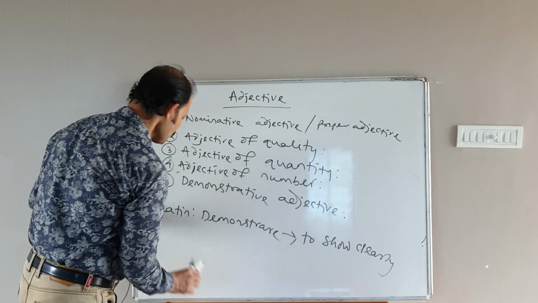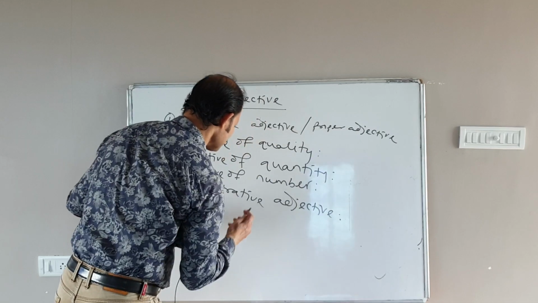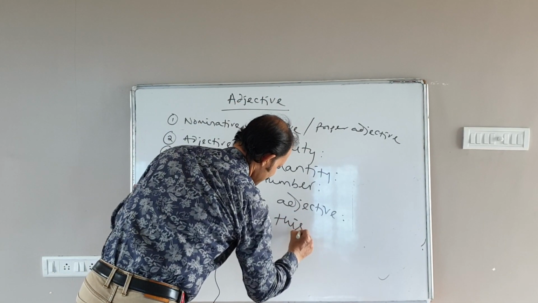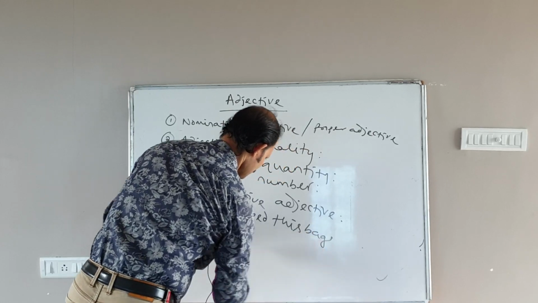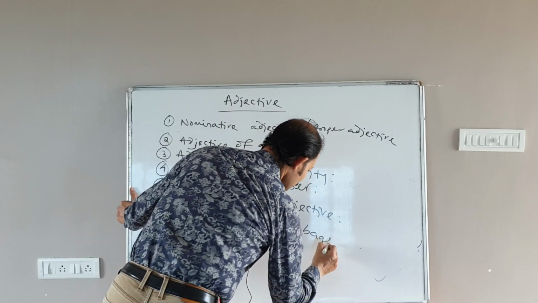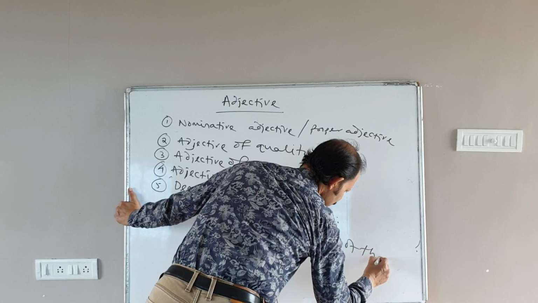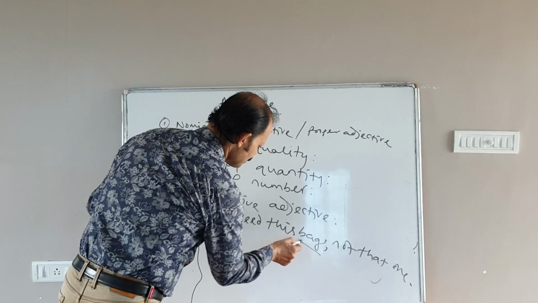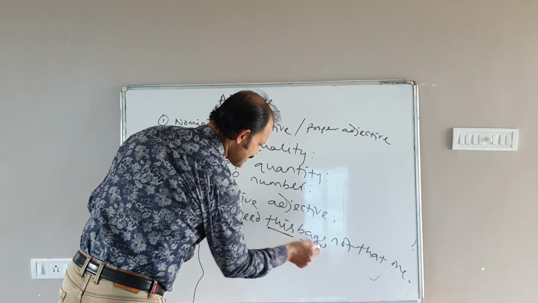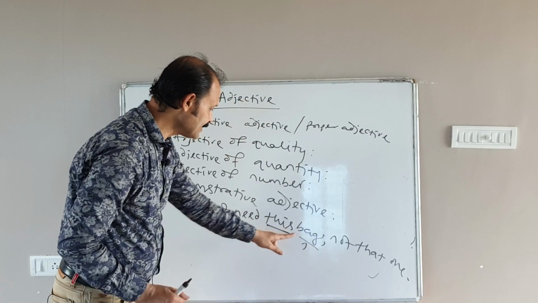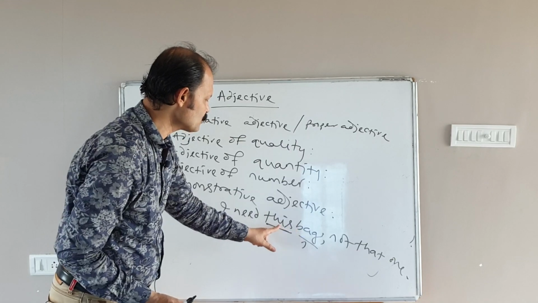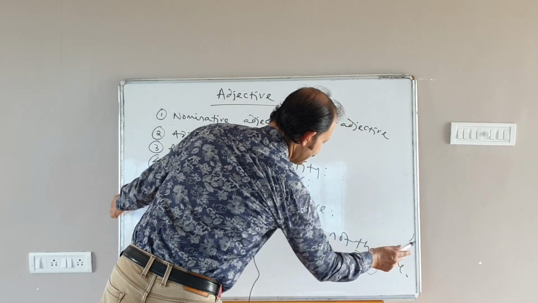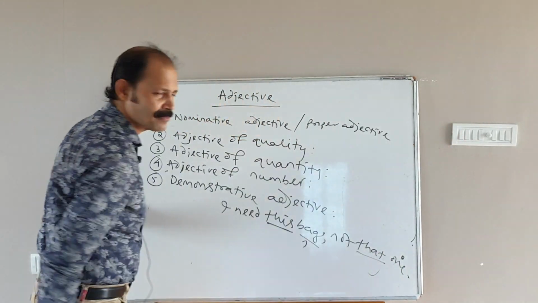For example, suppose I am writing one sentence here: I need this bag. Not this bag, not that bag, not that one. Check here: bag is a noun and this describes the noun, and this suggests that the bag is closer to him. That's why it is a demonstrative adjective. Not that one means this bag again is not closer to him, further from him.